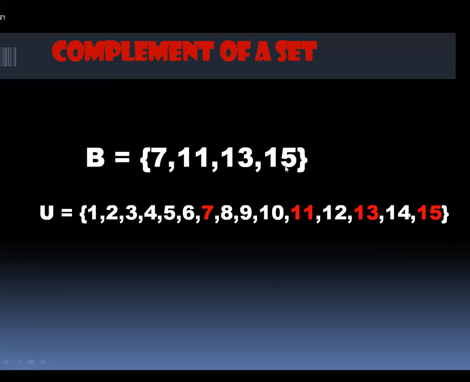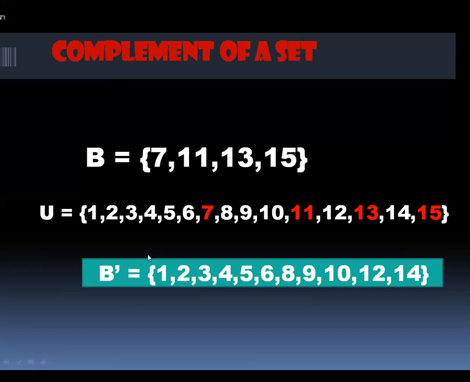So ano yung naiwan sa universal set? Okay, so complement of set B is equal to 1, 2, 3, 4, 5, 6, 8, 9, 10, 12, and 14. Okay, so this is how we're going to find the complement of set B.